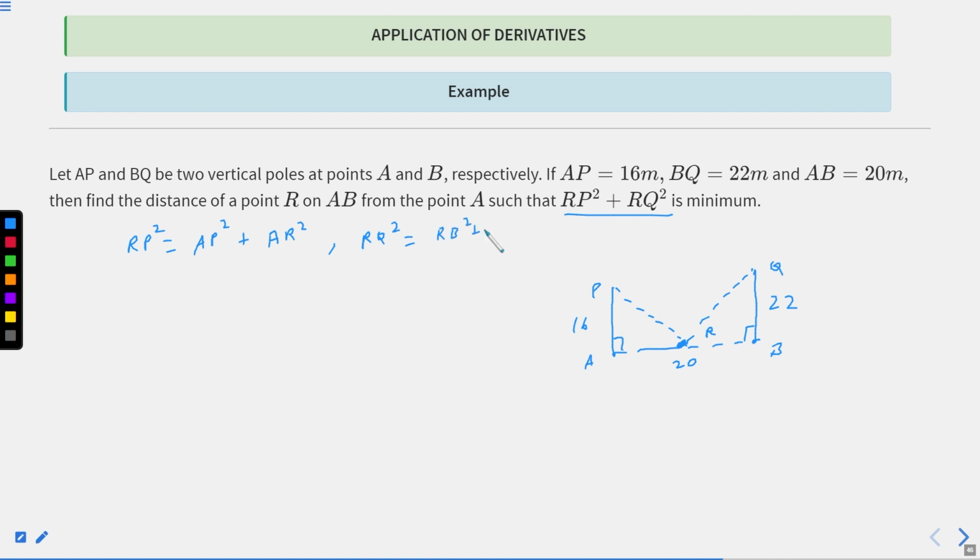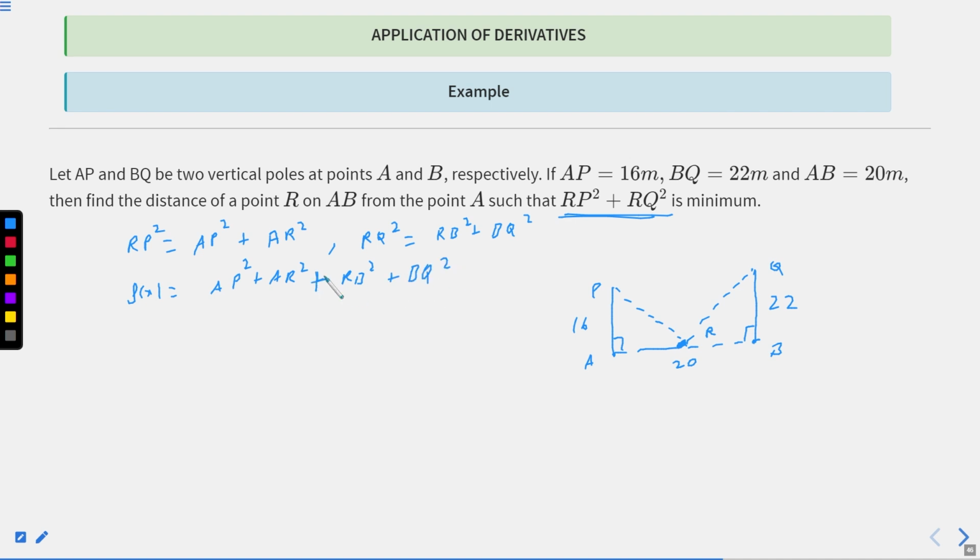RB square plus BQ square. Yes, now add them. You will have what? I'm taking this as F. So Fx will be what? AP square plus AR square plus RB square plus BQ square.